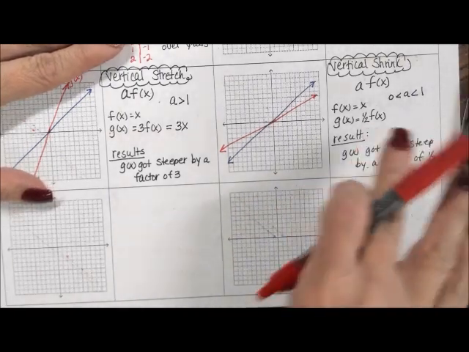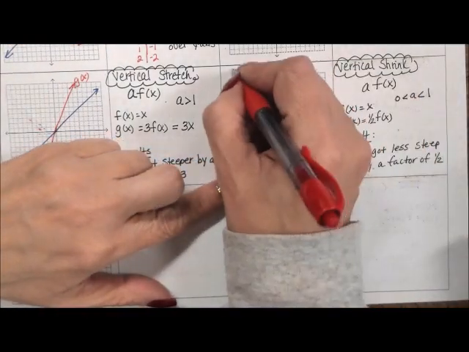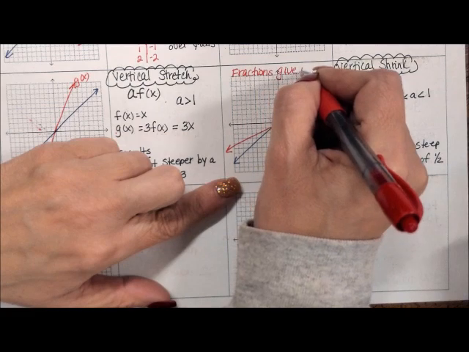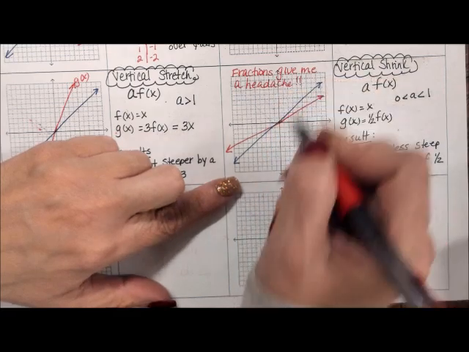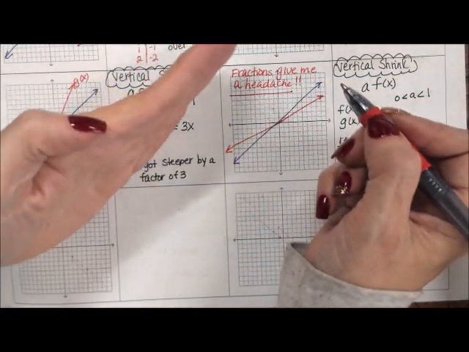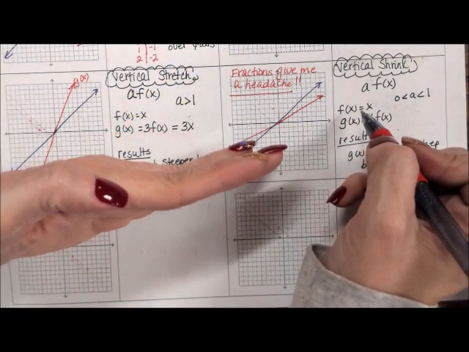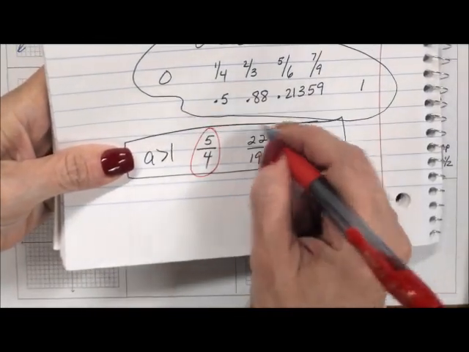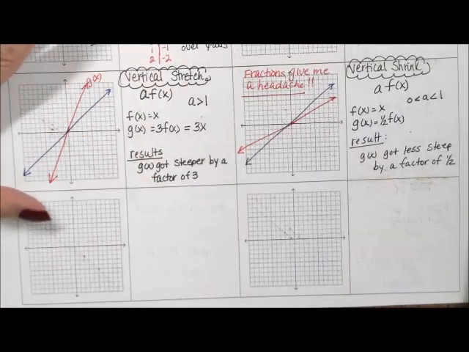Okay, how can you remember that? How can you keep these straight? Well, here's what I do. I think about this fraction right here, and I say that fractions give me a headache. I don't care for fractions. They make me want to lay my head down and take a nap. So when I have a fraction, I want to lay down or get less steep. That's how I remember it. But you got to be careful because you don't want this fraction right here or here to throw you off. So when you have a fraction between 0 and 1, they give you a headache and make you want to lay down.